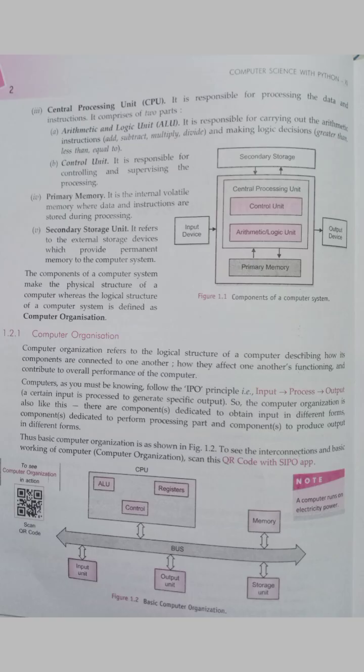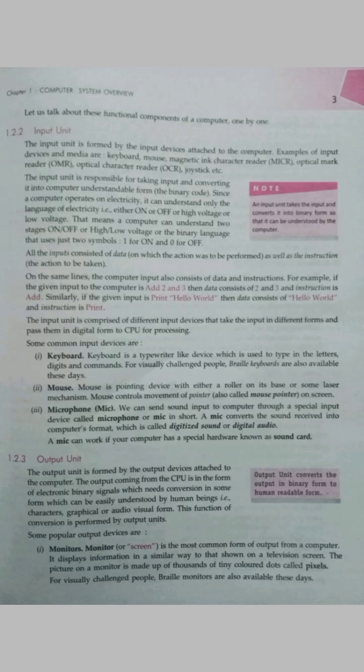There are 5 types of computer components. First is input unit, which is responsible for taking input from the user and giving it to the computer. The input devices are like keyboard, mouse, microphone, magnetic ink character reader, MICR, optical mark reader, OMR, optical character reader, OCR.